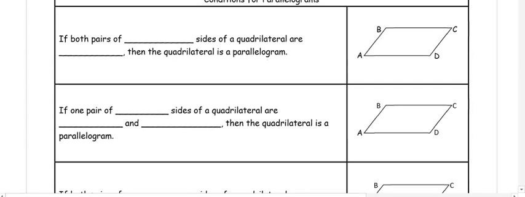So there are a few conditions for a parallelogram to exist. The first is if both pairs of opposite sides are parallel, then it is a parallelogram. So if BC is parallel to AD and AB is parallel to CD, this would be a parallelogram.